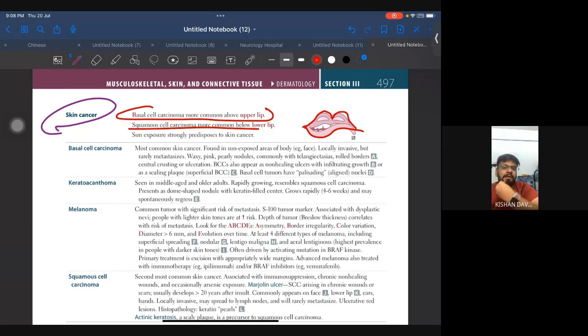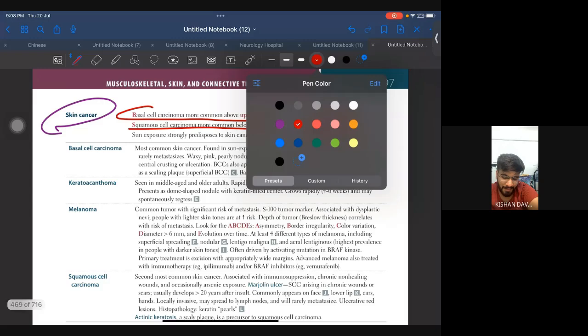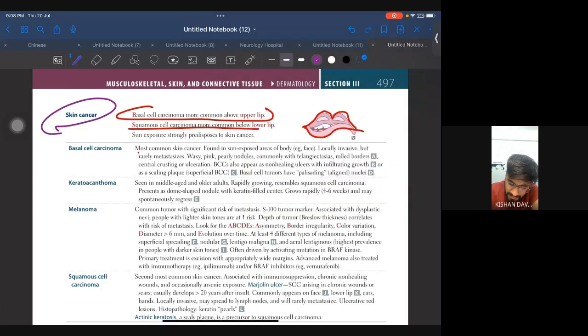Below the lower lip, on the lower lip, squamous cell carcinoma; on the upper lip, on the nasolabial area, basal cell carcinoma. ओके, तो लेट्स जस्ट सी क्या क्या फीचर्स से आप आइडेंटिफाई कर सकते हो. Most common skin cancer found in sun-exposed areas of body. Waxy pink pearly nodules common with telangiectasia, rolled borders, central twisting or ulceration. See, this is very important. Waxy pink pearly nodules is very important.